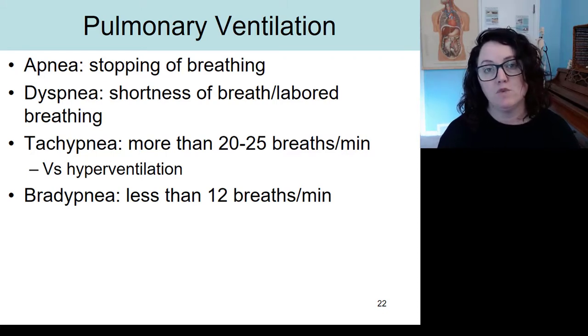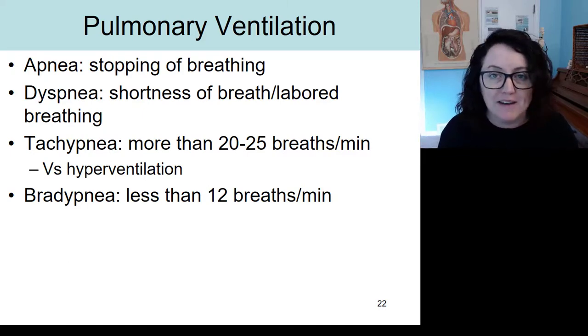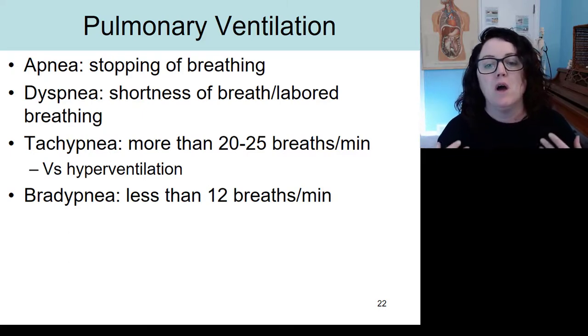Tachypnea is an increased respiratory rate. We're talking about over 20 to 25 breaths per minute. And of course, this is something we would expect to happen during exercise. Don't confuse this with hyperventilation. Hyperventilation is overbreathing, but not for a physiological purpose. With tachypnea, there's a physiological purpose behind it, such as trying to get oxygen to the active tissues of the body, right, when you're exercising.